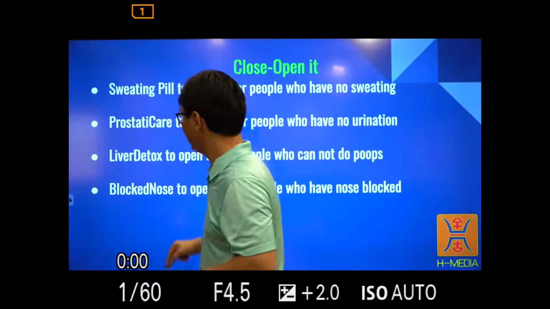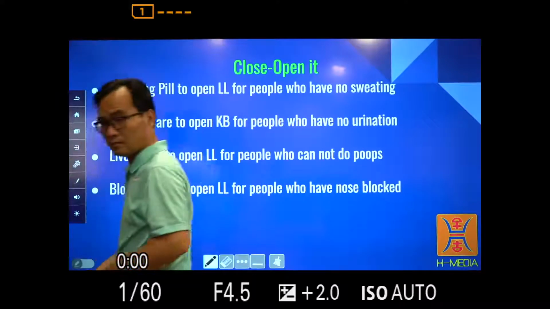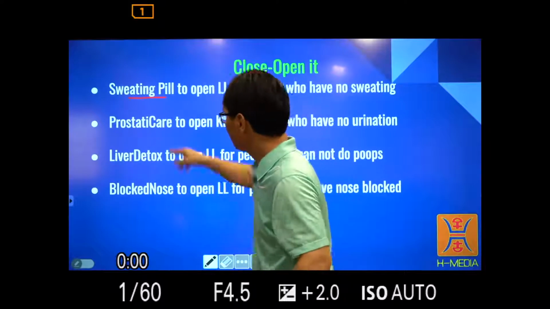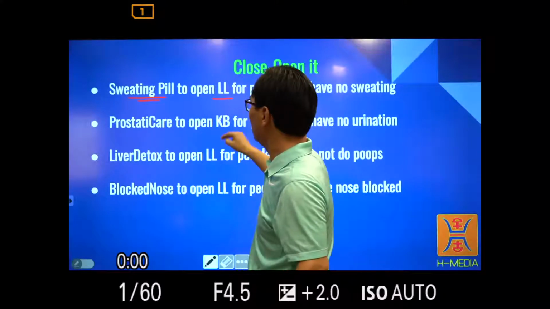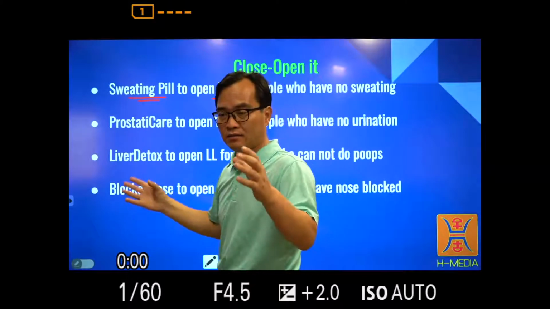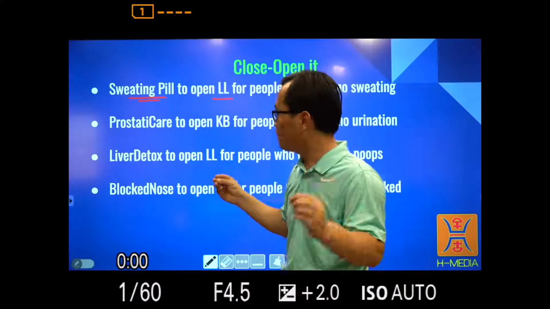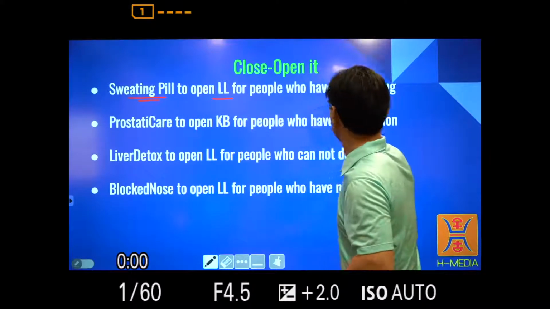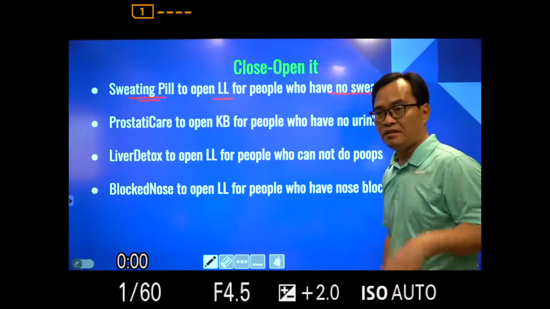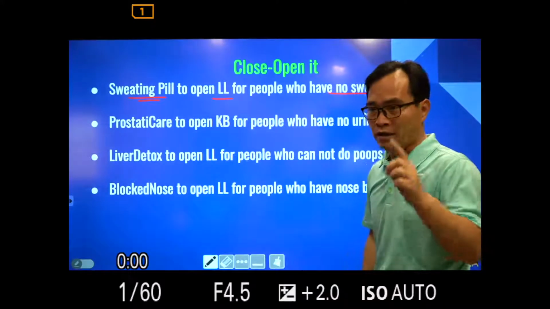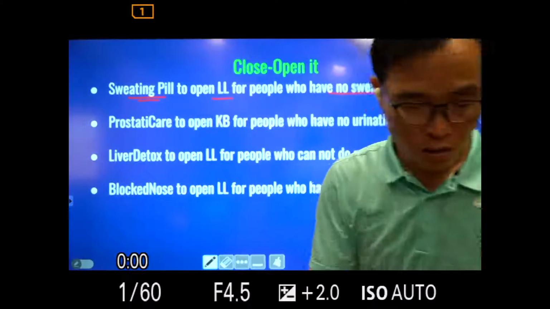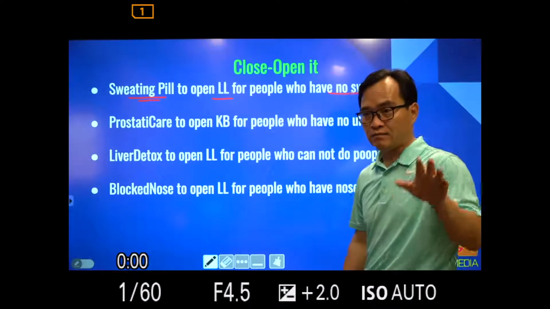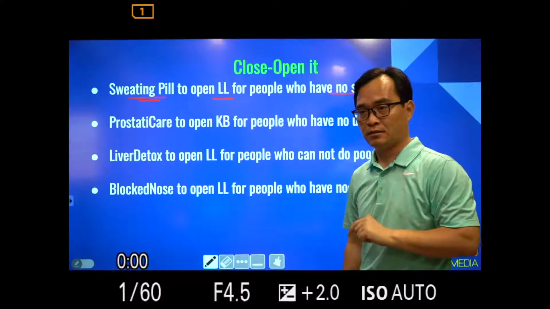Like sweating pill, as I said, sweating pill to open the LL system. You know, the skin is connected with the LL system. Sweating pill opens the LL system for people who have no sweating. Sweating is for what? Sweating is one kind of very important way for a body to detox. The sweat can make your body balance.